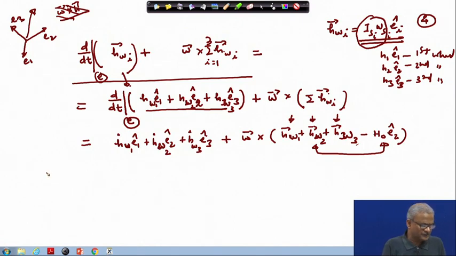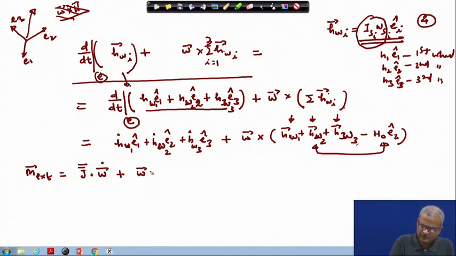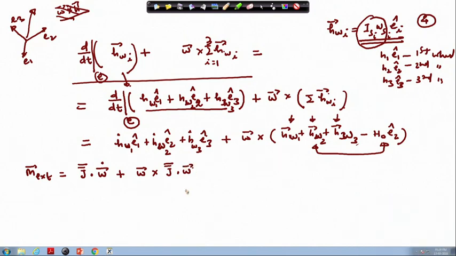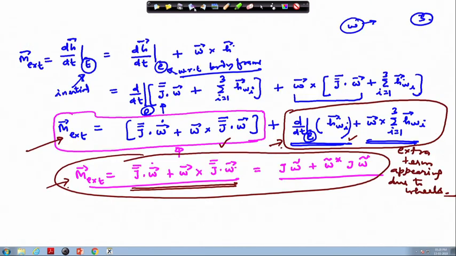Okay. So, once we now combine all the terms, what we have written is that M external equals J dot times omega dot plus omega cross J double bar times J dot omega. Okay. This was the basic term involved, and thereafter this term is there which we have now expanded.